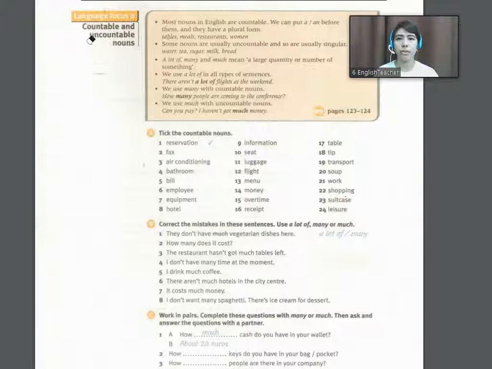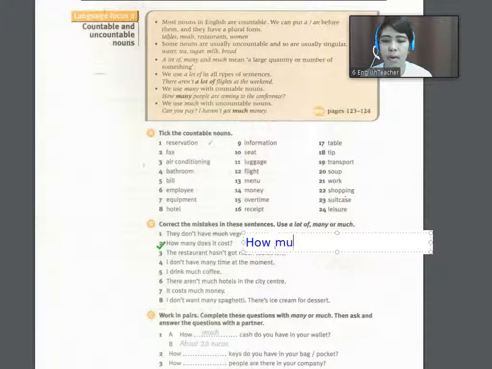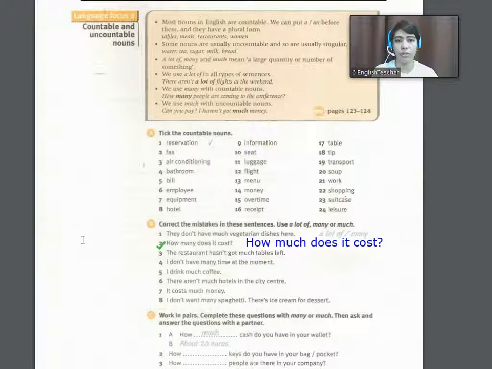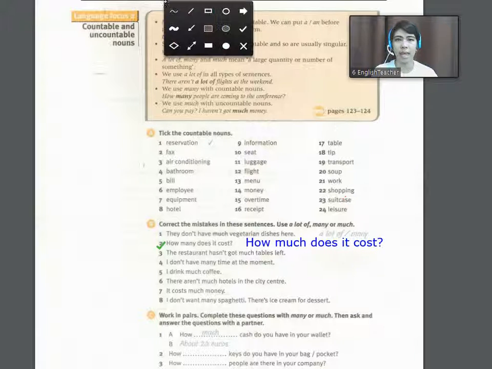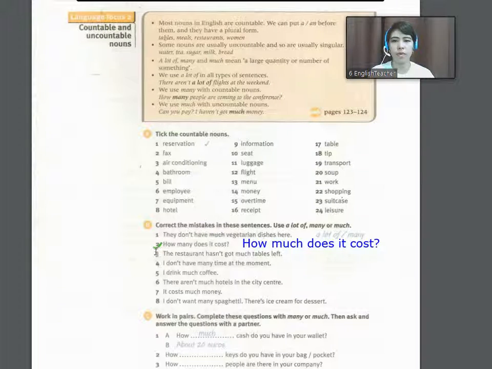Okay, how about number 2? What is the correct answer for number 2? The sentence is, how many does it cost? So it's wrong. It should be, okay, so the correct answer is, how much does it cost? Cost is uncountable, that's why we have to use much. Okay, next one, let's move on to number 3.